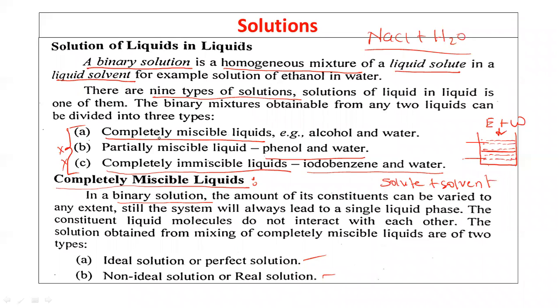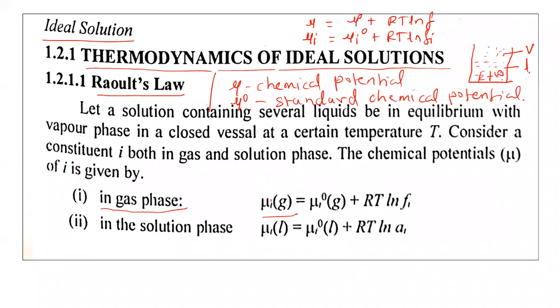So there are 3 types of solutions of liquids in liquid: completely miscible liquids, partially miscible liquids, and the third one, completely immiscible liquids. We are talking about completely miscible liquids. There are 2 types of solutions belonging to this: ideal solution and non-ideal solution. Then we explain the thermodynamics of ideal solutions.